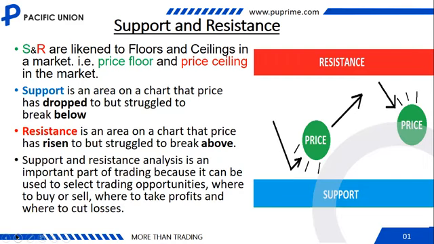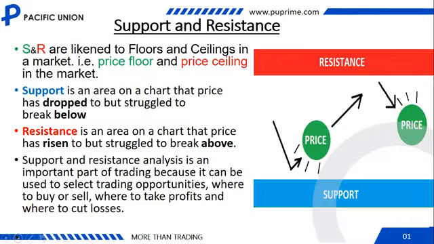So what do I mean by floors and ceilings? Every market needs to have a floor, and the floor stands as a support for you, where you stand and won't be able to go down below. So support is an area on a chart where price has dropped but struggled to break below. Now resistance is an area on a chart where price has risen but struggled to break above.